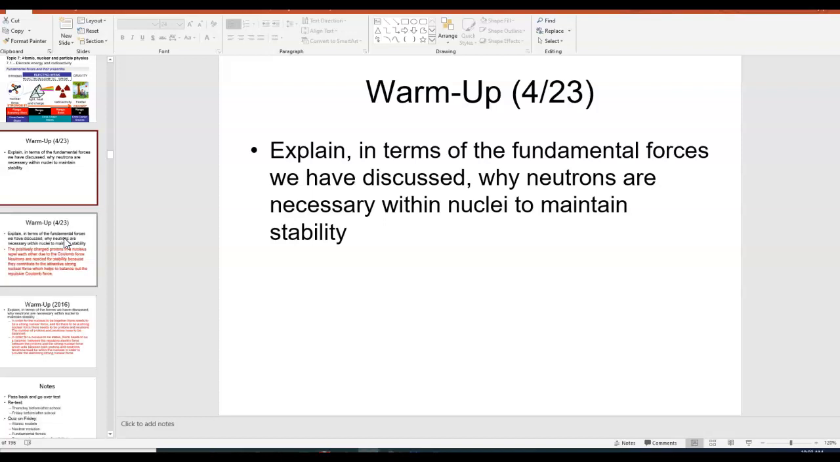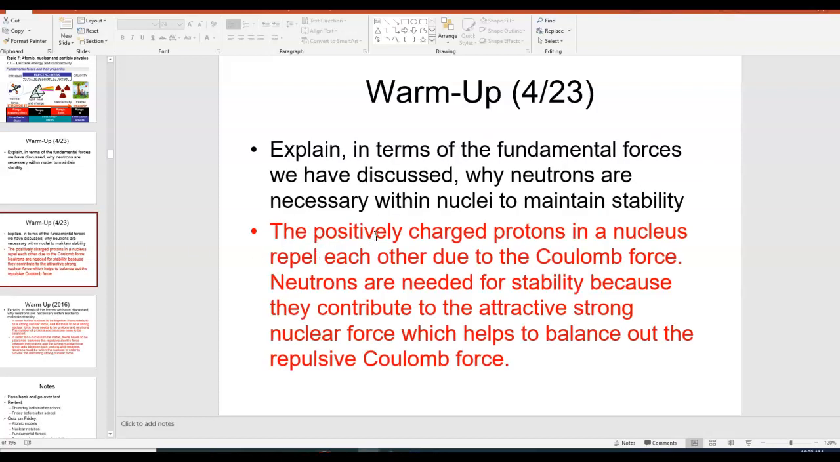Okay, so here's one possible way to answer this question. It says the positively charged protons in a nucleus repel each other due to the Coulomb force. You could also put just electrical force here. Neutrons are needed for stability because they contribute to the attractive strong nuclear force which helps to balance out the repulsive Coulomb force. Now, I'm not going to say this answer is perfect, but it does address the question.